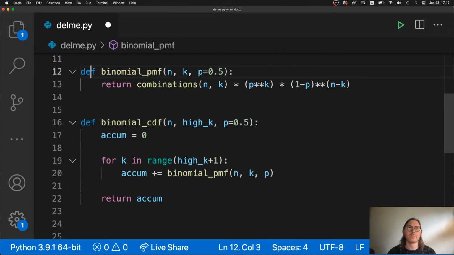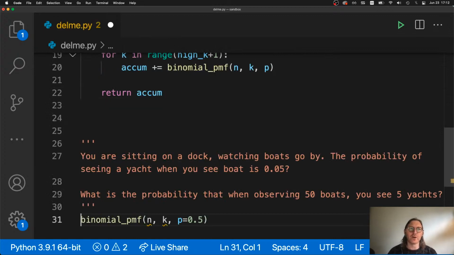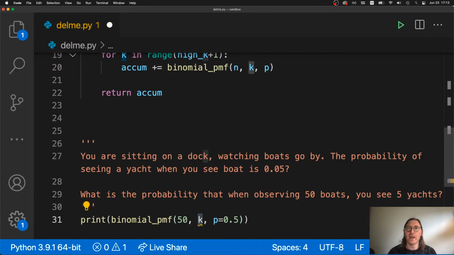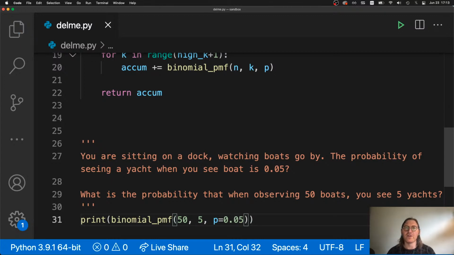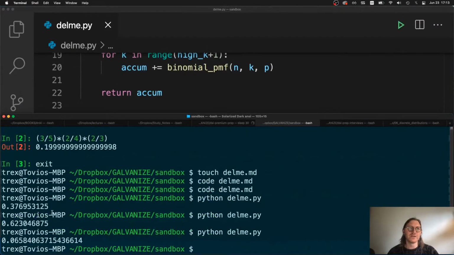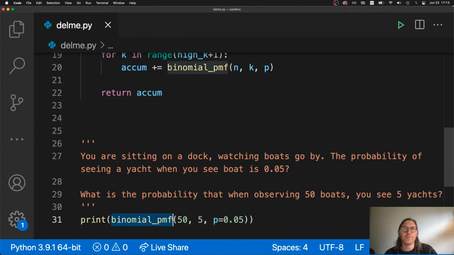With that, we can grab this binomial PMF and fill it in. So n is going to be 50, because there are 50 experiments, 50 trials, and 5 is the target, your k value, where you're asking what is the probability of seeing k yachts. The probability of any given boat being a yacht is 0.05. So let's run that. The probability is roughly 6.6%, or 0.066. But the trick here is seeing this as being binomial.